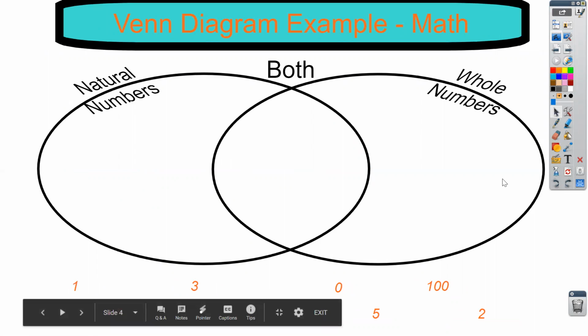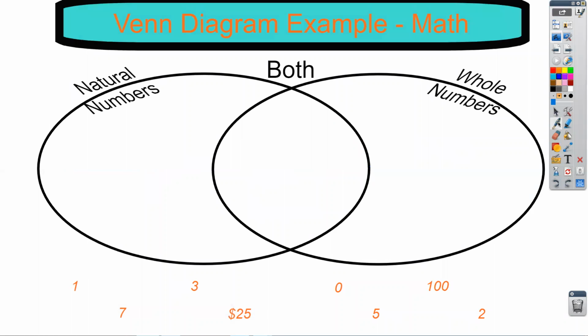Here's another example of a Venn diagram, but using math. So we have something called natural numbers and whole numbers. Whole numbers are exactly what they mean, whole numbers, that they do not have decimals or fractions or anything like that included in it. But natural numbers are very, very similar.